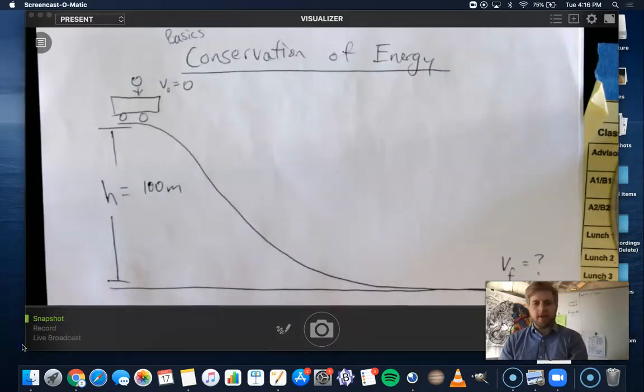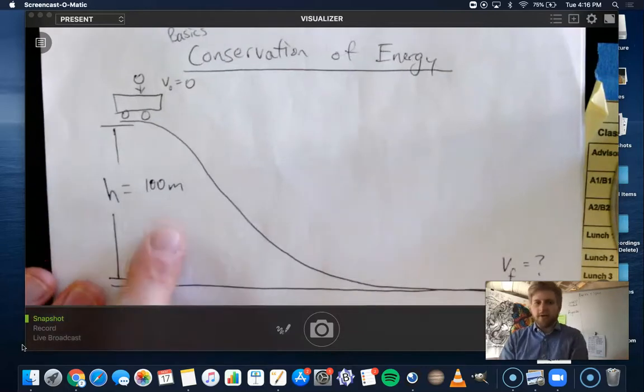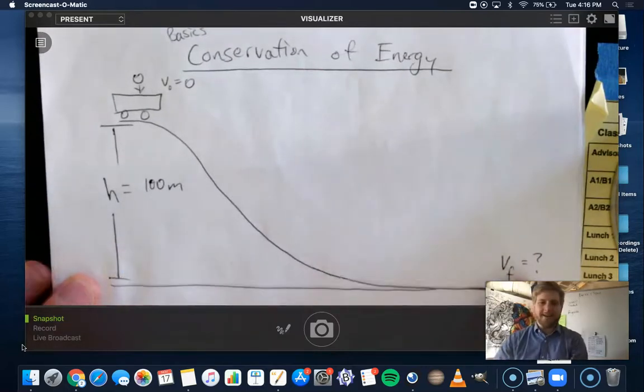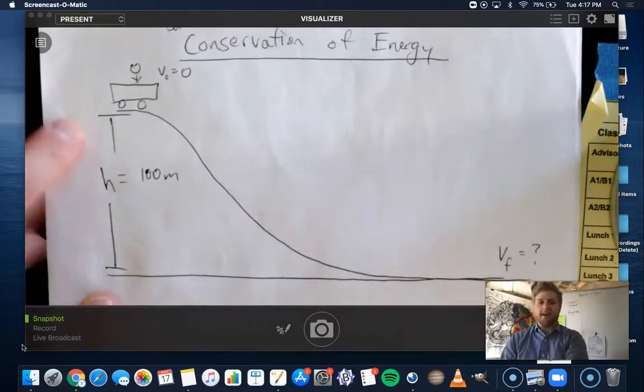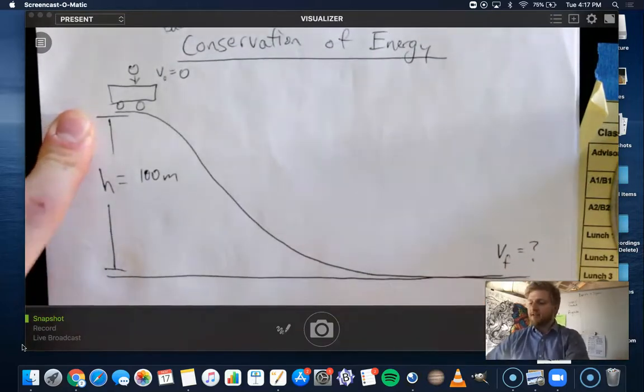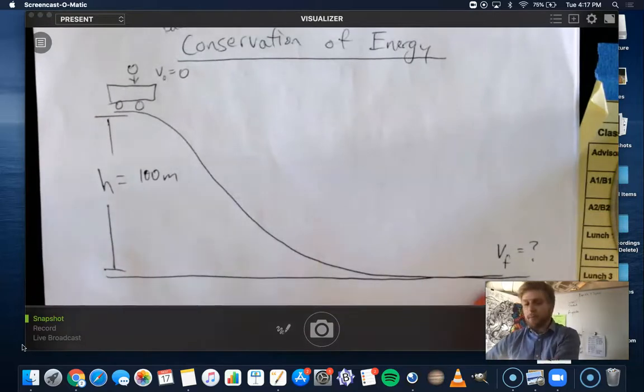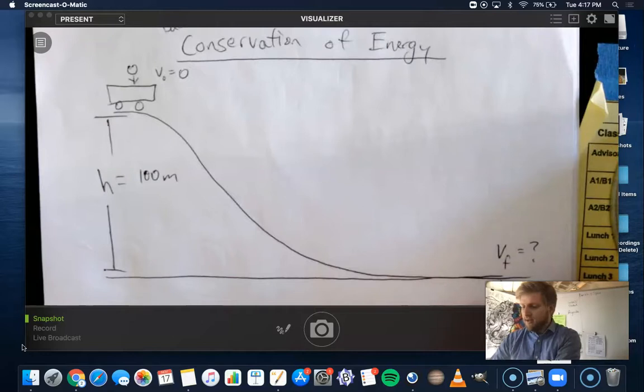So let's start with a generic roller coaster that I made up. We want to know how fast the folks will be going when they reach the bottom. Let's say that the starting hill is 100 meters high. The final hill, the end point, is at 0. So h equals 0. That's the final height.